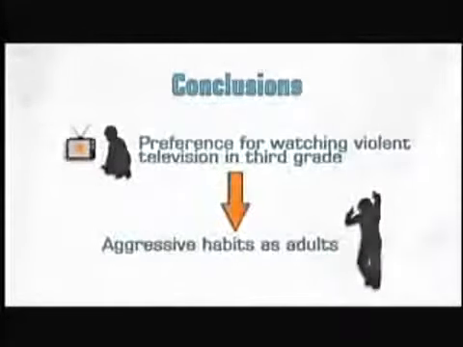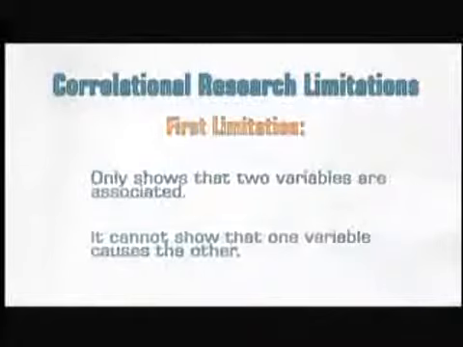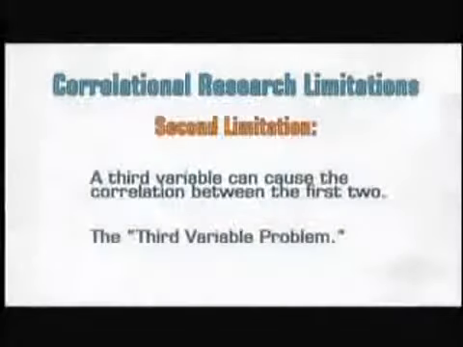It's important to note that correlational research has two major limitations. First, it can show only that two variables are associated, not that one causes the other. Interpreting a correlation in terms of causality is one of the biggest flaws in understanding research. Second, sometimes two variables are correlated because a third variable causes both. This is usually called the third variable problem.